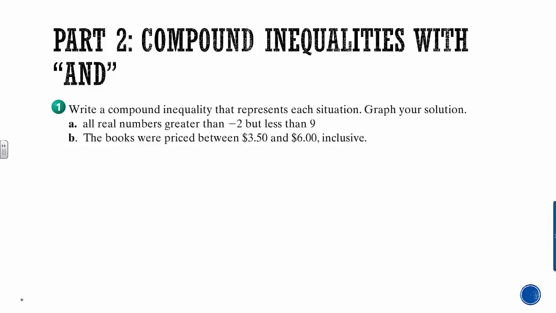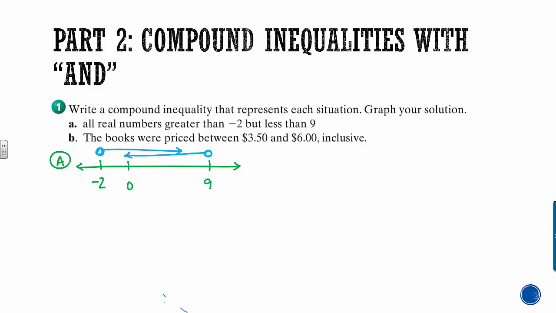So write a compound inequality that represents each situation and then graph our solution. A says all real numbers greater than -2 but less than 9. If we were to think about a number line, we'd have -2 here, 0 is not far away, and then 9 right here. This says that we want numbers greater than -2, so not equal to -2, and less than 9. So we're going this way with the -2, we're going this way with the 9.